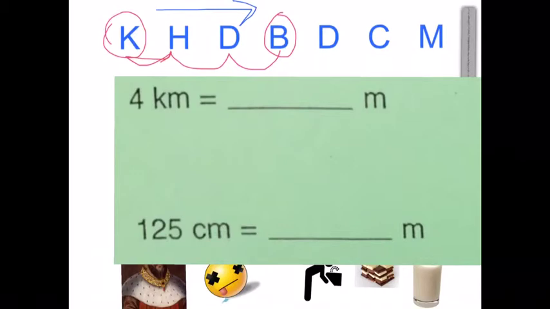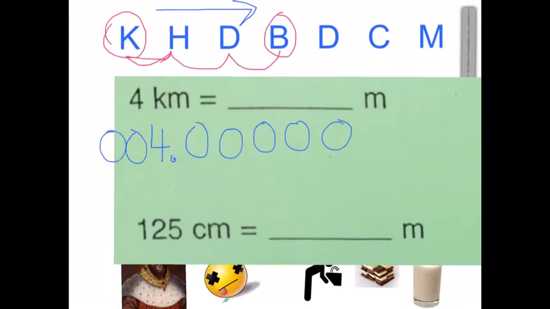Now, how this can be useful, if we take our 4 kilometers and we take our 4, you have to think of 4 as being a 4.000000. We can add as many zeros after the decimal as we want, and we can add as many zeros in front of a number that we want, and it doesn't change its value at all. So I suggest when you write down numbers, before you figure out what you're going to do, surround it with zeros.